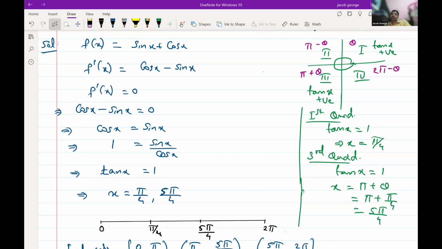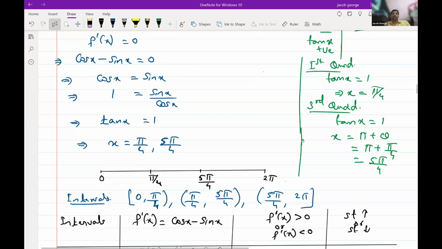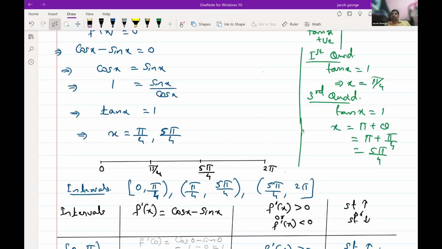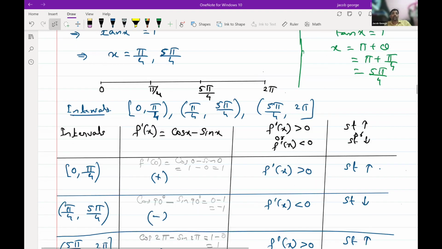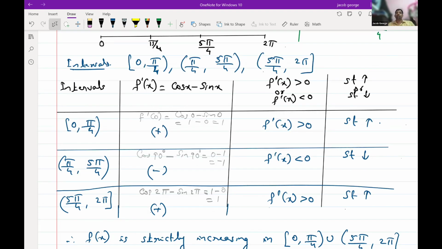Next, in third quadrant, we take the angle pi plus theta. That is pi plus pi by 4. It is 5 pi by 4. X is 5 pi by 4. Then we will break it into intervals like the 0 to pi by 4, then pi by 4 to 5 pi by 4, then 5 pi by 4 to 2 pi. Like this, we break this into 3 intervals, and then we have to get the derivatives. Then in f dash x, I substituted.